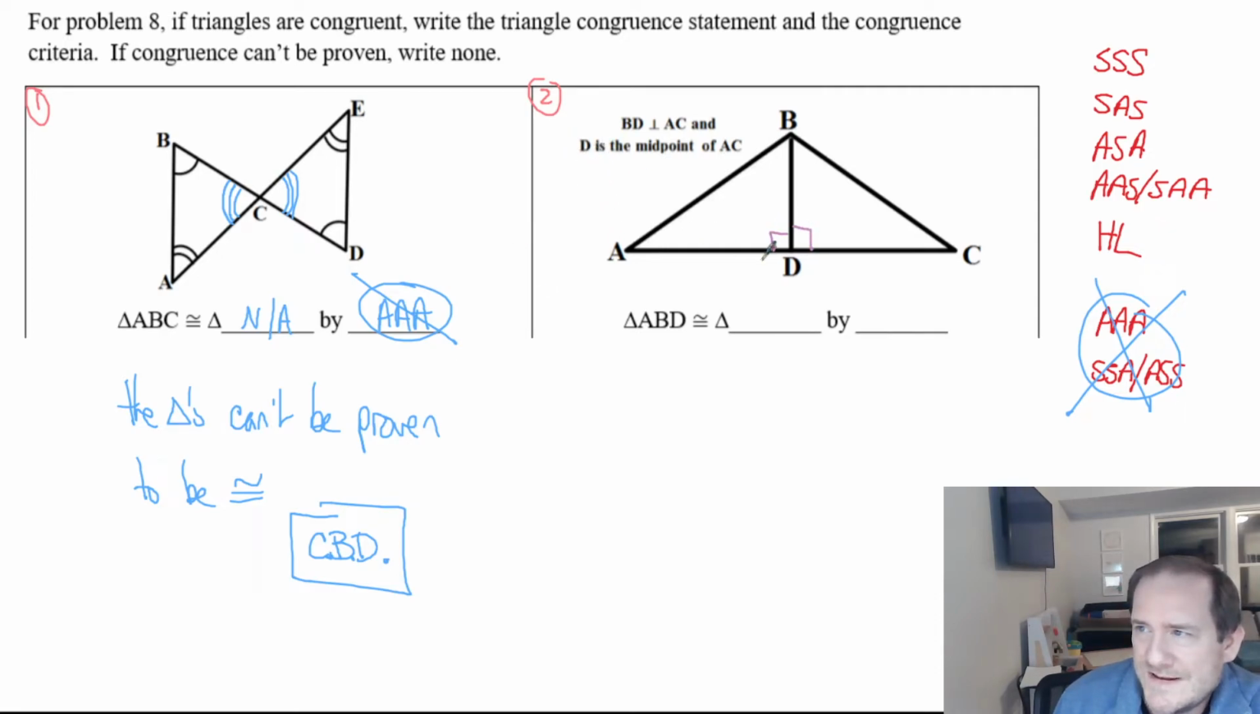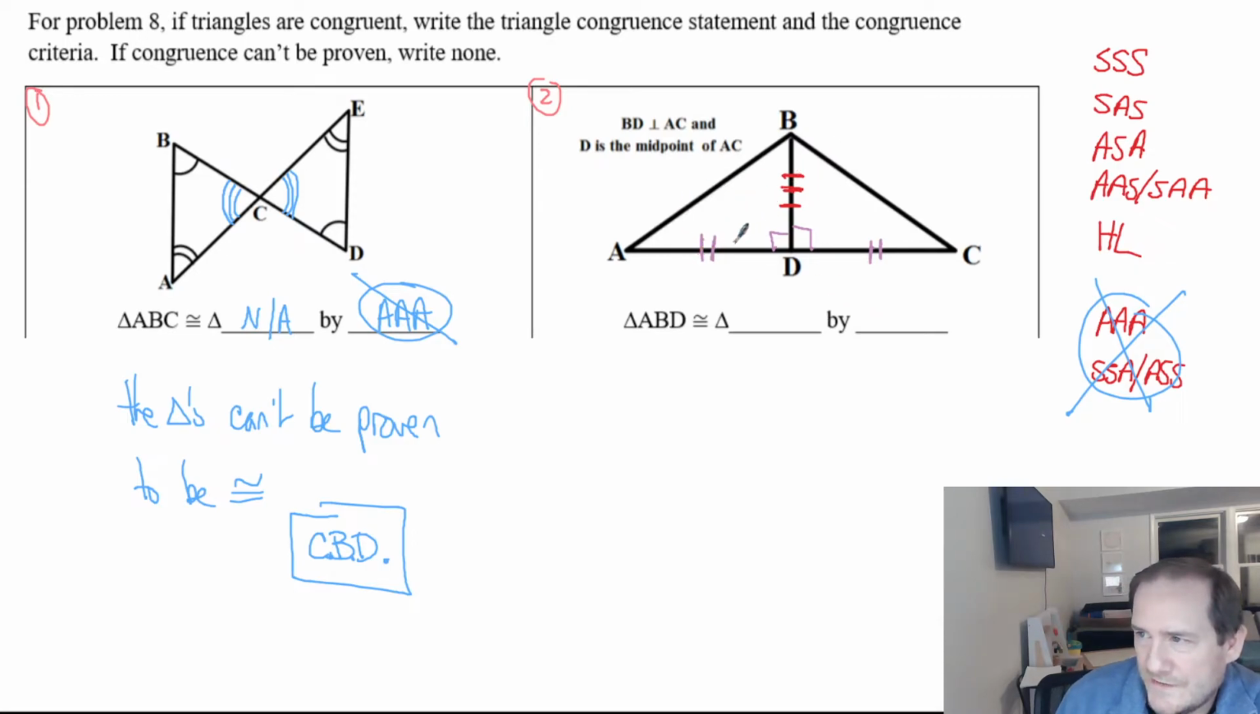Now it says D is the midpoint of AC. If this point is the midpoint, then it's right in the middle of AC, which means it cuts AC in half. So that means we can now treat AD and CD like they're congruent by the definition of midpoint. Then finally, we do see another shared side. In number 1, we had vertical angles, but in number 2, we've got a shared side. It's right here.